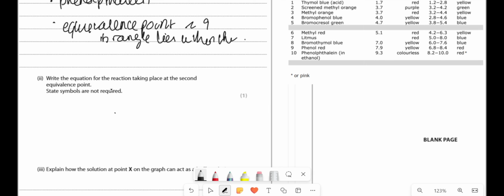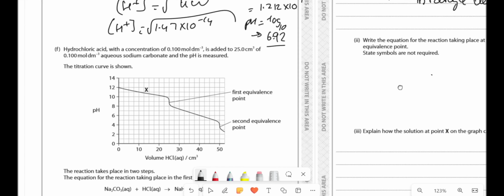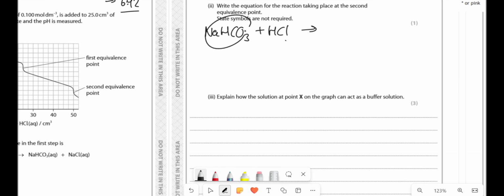Now it says, write the equation for the reaction happening at the second equivalence point. State symbols are not required. So from the first one, it's Na2CO3 moving to NaHCO3. This NaHCO3 then reacts with the acid again. So NaHCO3 plus HCl, because this is acting as a base and this is an acid, you can have another neutralization reaction which makes a salt plus water, but because this is a carbonate, you also make CO2.